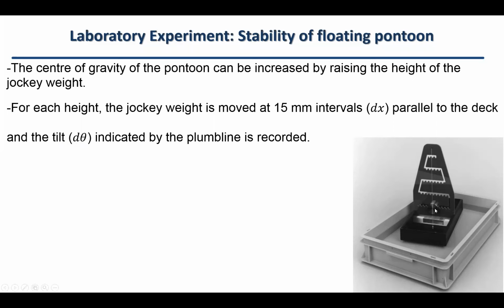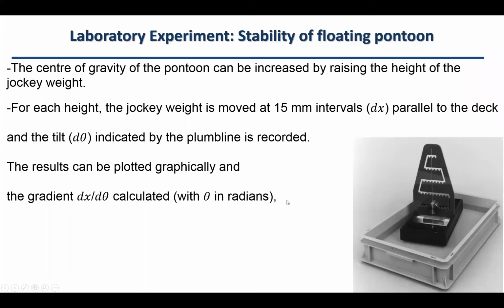And the tilt, delta theta, indicated by the plumb line, can be recorded from the bottom of the pendulum here. And the result can be plotted here so that you can easily see how it goes. The gradient of delta x over delta theta is calculated. Just bear in mind the theta is in radians.